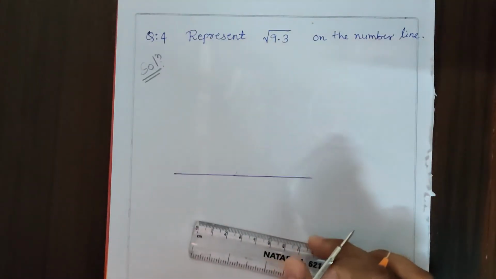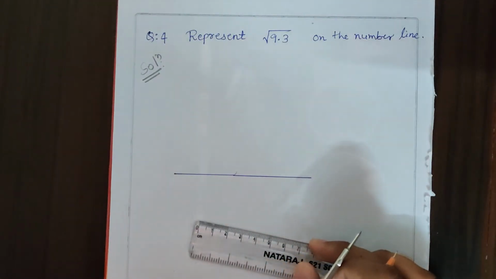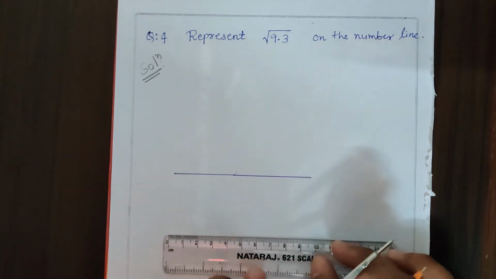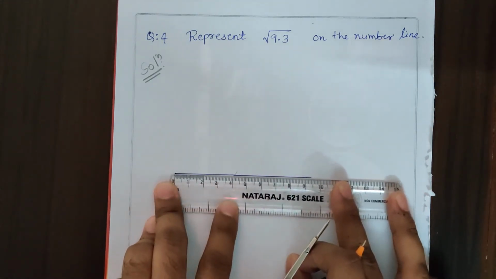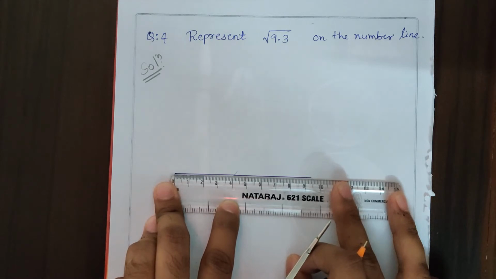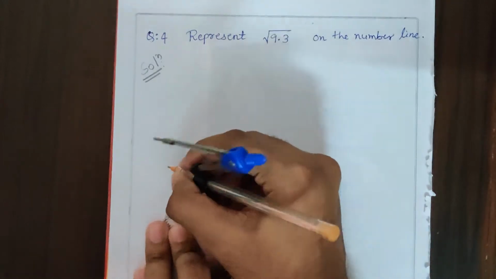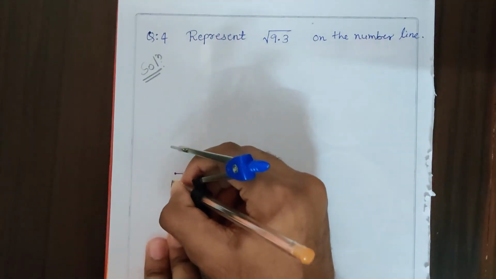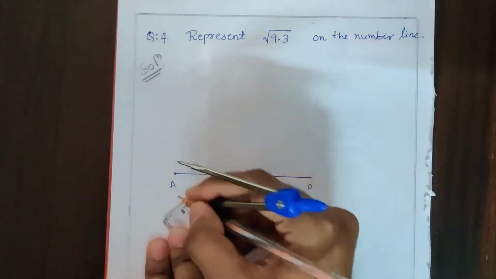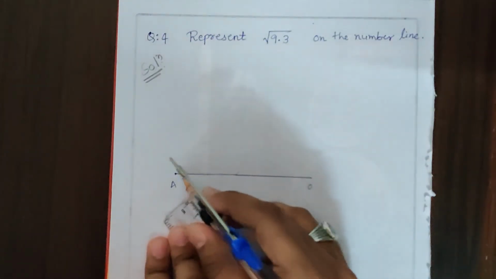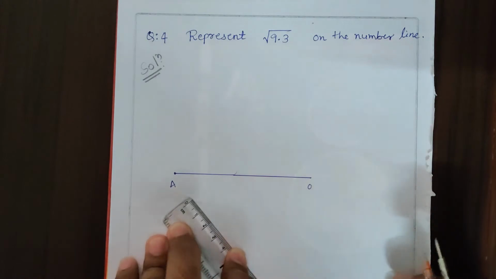So students, we are going to solve question number 4. Represent under root 9.3 on number line. So first step, what we need to do is, we will draw a line segment measuring 9.3. Let us mark this point as A and this point as O.